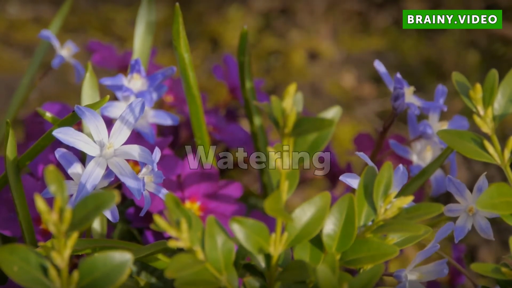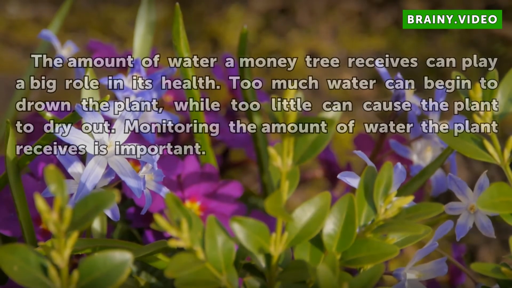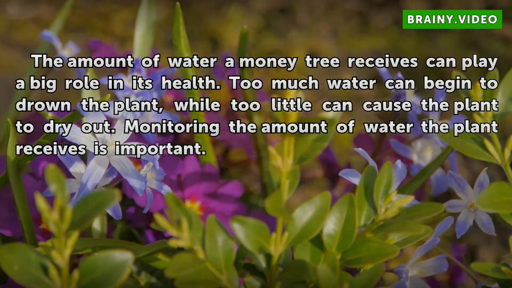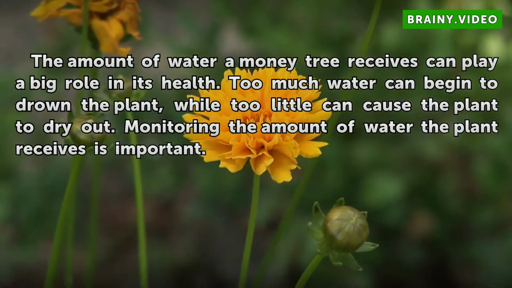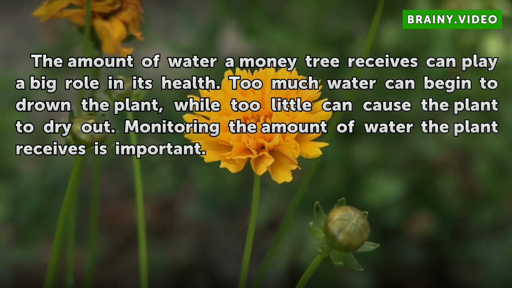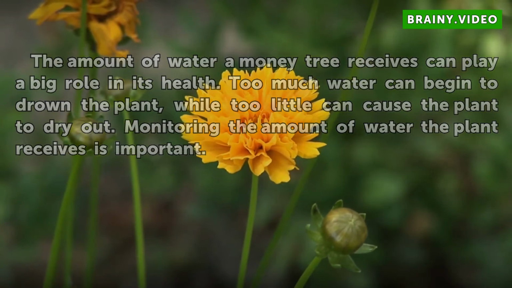Watering. The amount of water a money tree receives can play a big role in its health. Too much water can begin to drown the plant, while too little can cause the plant to dry out. Monitoring the amount of water the plant receives is important.